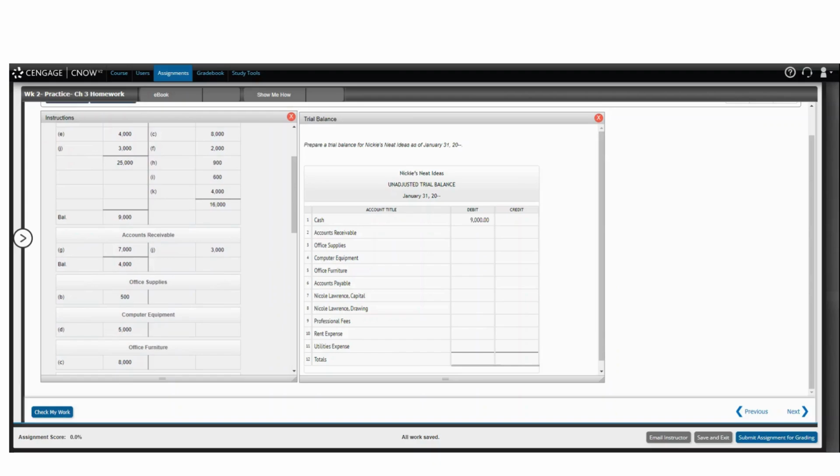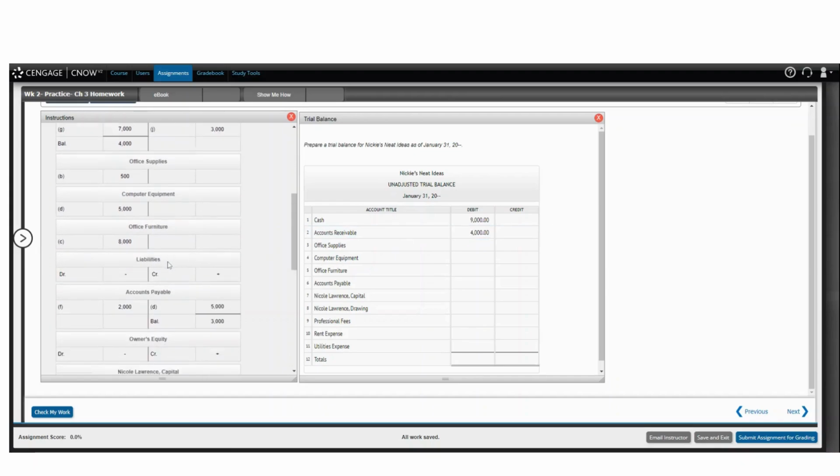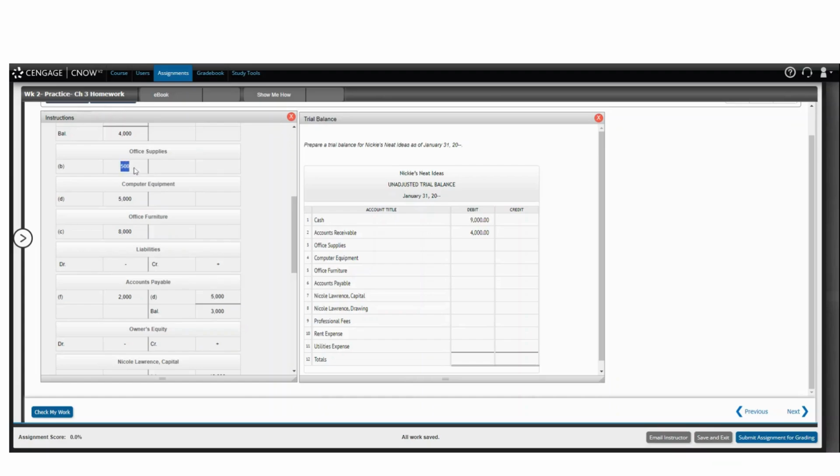I see accounts receivable. It has a debit balance of 4,000. So I'm going to go over here on the debit side and type in $4,000. My office supplies, see how it says 500 on the debit. So 500 right here. 5,000 for computer equipment on the debit side. So 5,000 for computer equipment. And the last asset is $8,000 for office furniture. Okay, so $8,000. There we go. So now we're moving to liabilities.